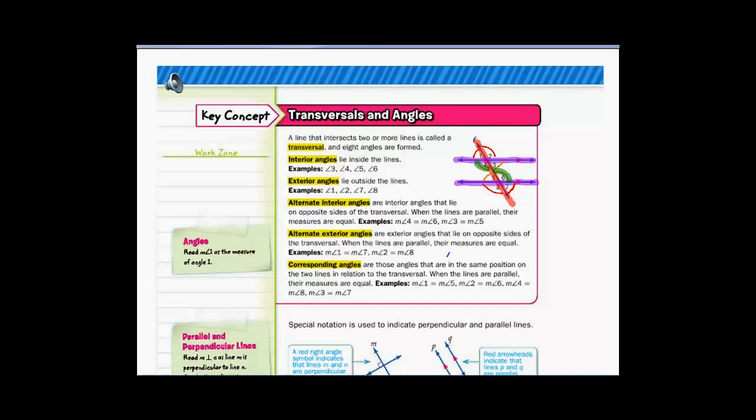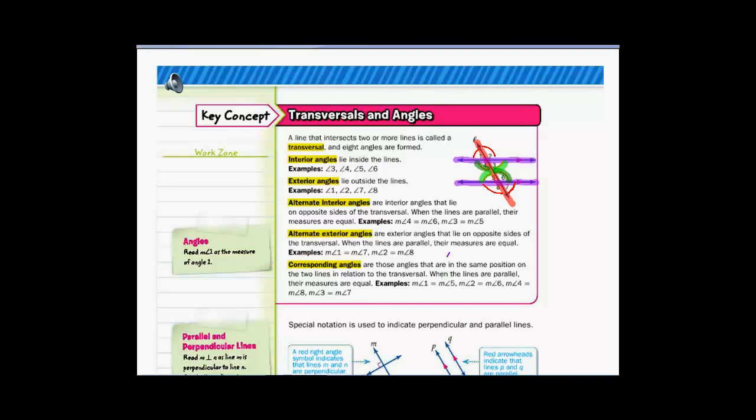Let me get another color here. I could also say that 3 and 5 are alternate interior. 3 and 5 are alternate interior. They're just on the opposite sides of the transversal, but they are both inside.